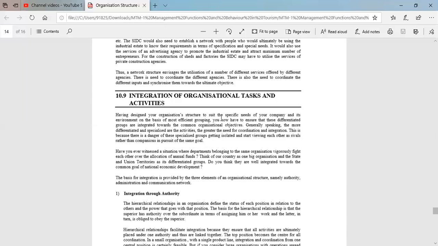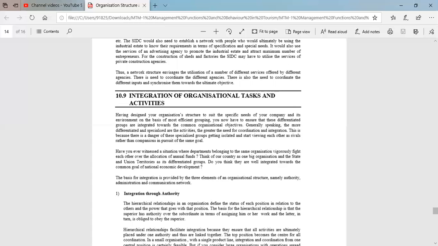So students, now integration of organizational tasks and activities. As you have studied earlier, organizational tasks and activities: in a matrix there are 4 tasks, and activities are what they do, like production, preparation, marketing, etc.